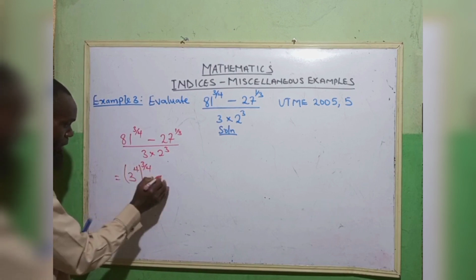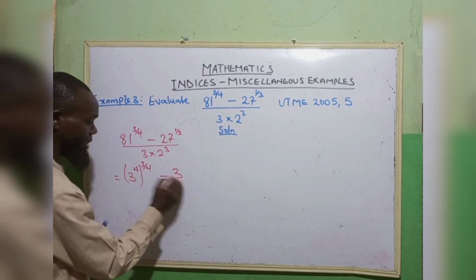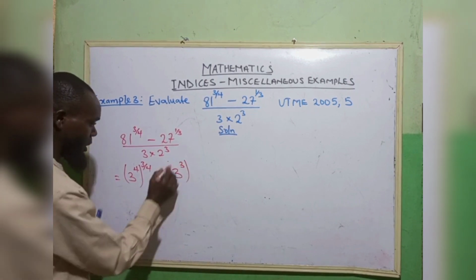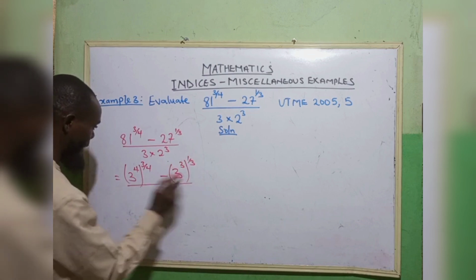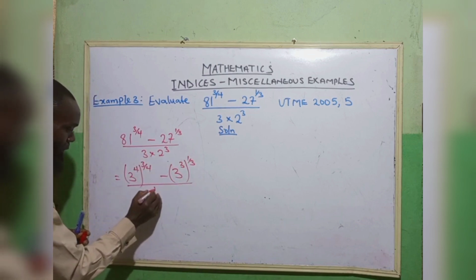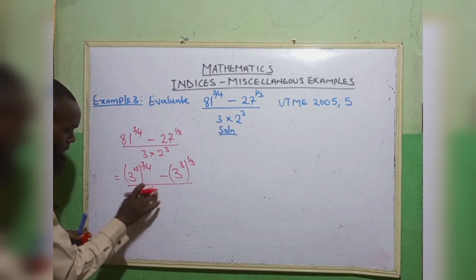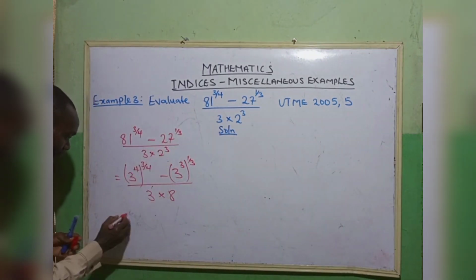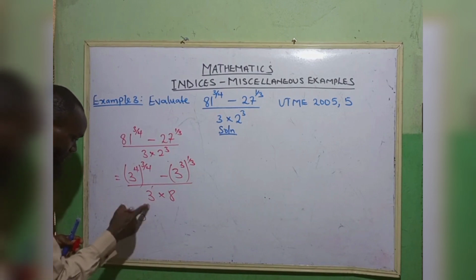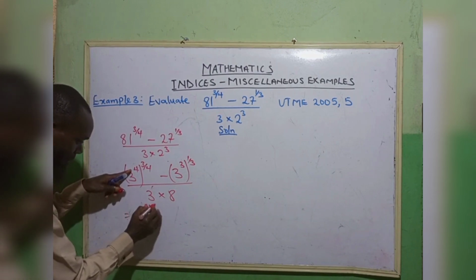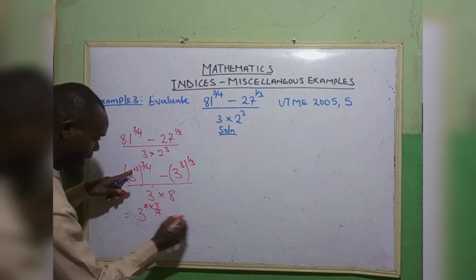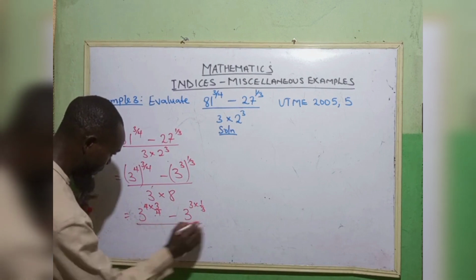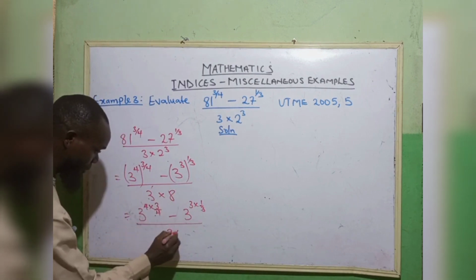Then raised to power 3 over 4, minus 27 can be expressed as 3 raised to power 3. So 3 times 3 is 9, 9 times 3 is 27. Raised to power 1 over 3, divided by 3 times 2 raised to power 3, which is 8. So I have 3 raised to power 4 multiplied by 3 over 4, minus 3 raised to power 3 multiplied by 1 over 3, divided by 3 times 8, we have 24.